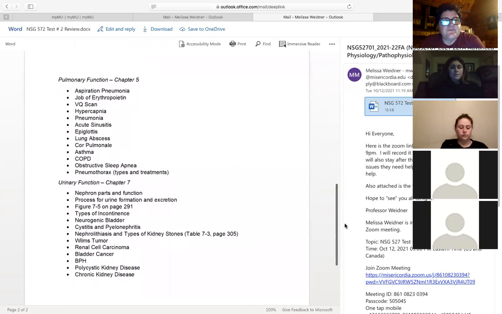With the pulmonary function, that's chapter 5.